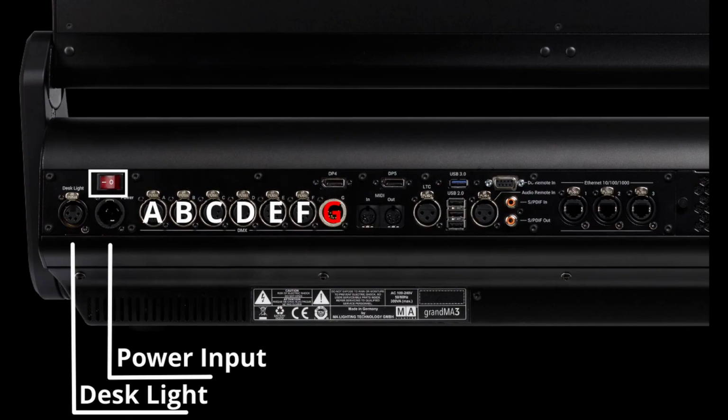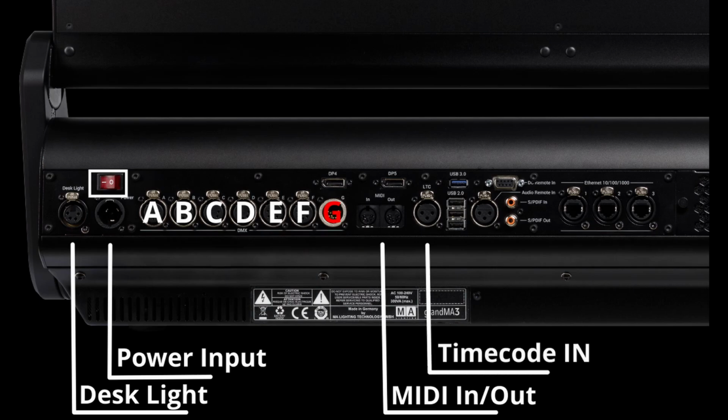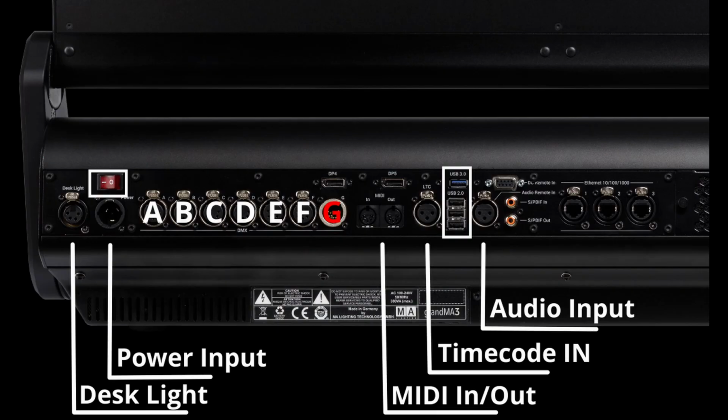And you can configure all of them to be input or output. That depends on whatever you need to do. So the versatility in the desk is pretty amazing. Right next to that, you have your MIDI in and outputs, and right next to that, you have your timecode input. We will do a separate tutorial on timecode at a later point on this channel. You have your USBs everywhere, USB 2 and USB 3, and right next to that, you have your sound input, which you can use if you need to do some sort of sound to light.